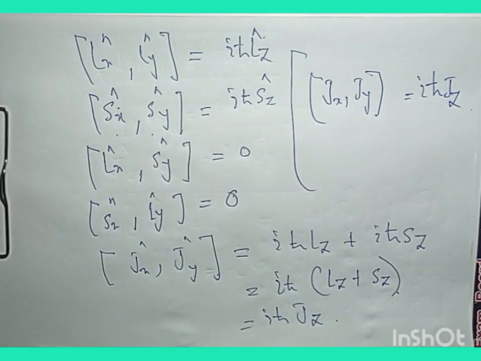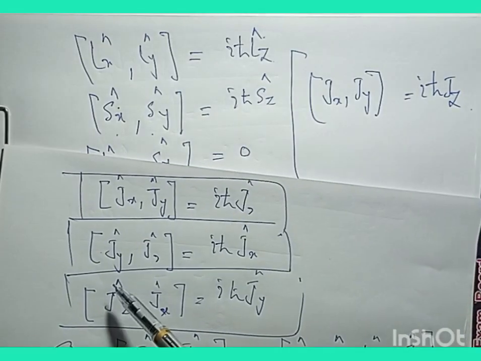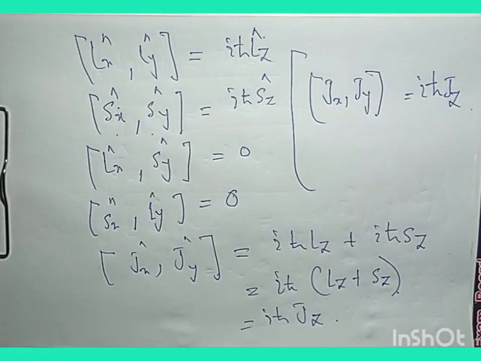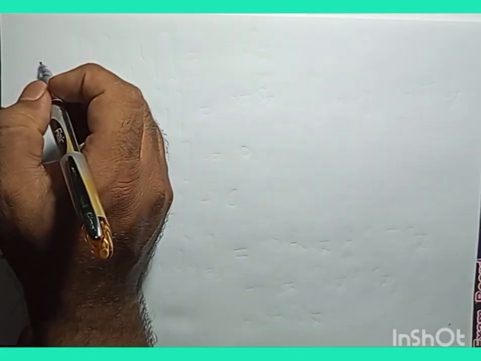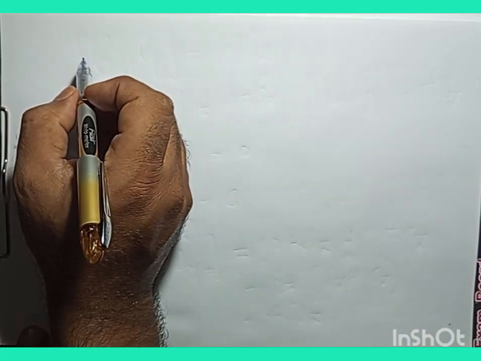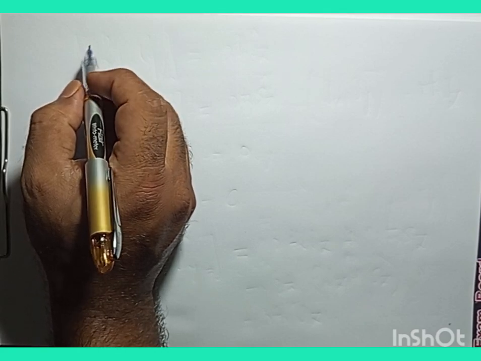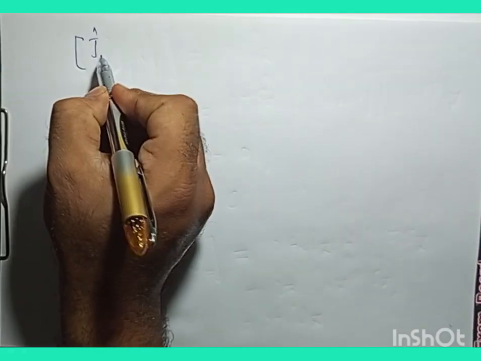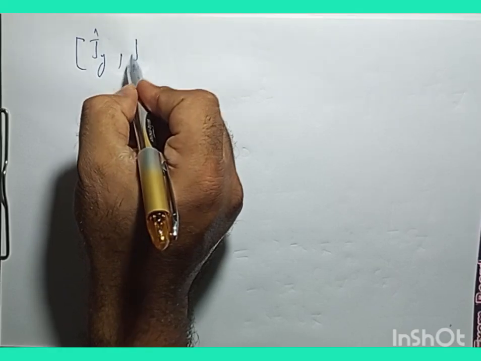Now, moving on to the next commutation relation between Jy and Jz. We will use a similar mathematical technique. That is what we have now, for Jy and Jz.